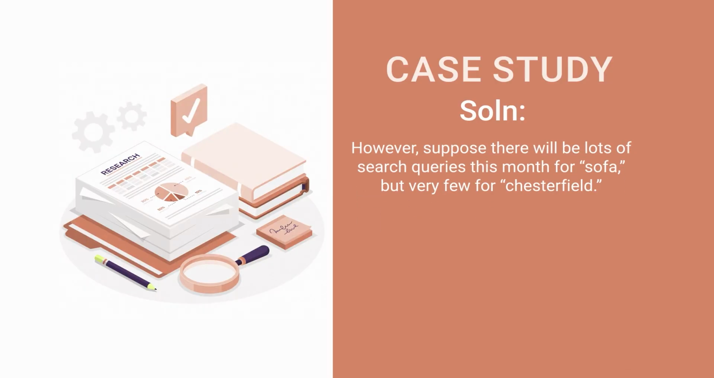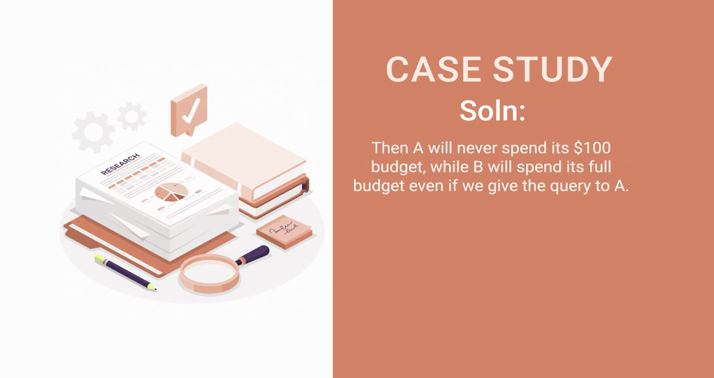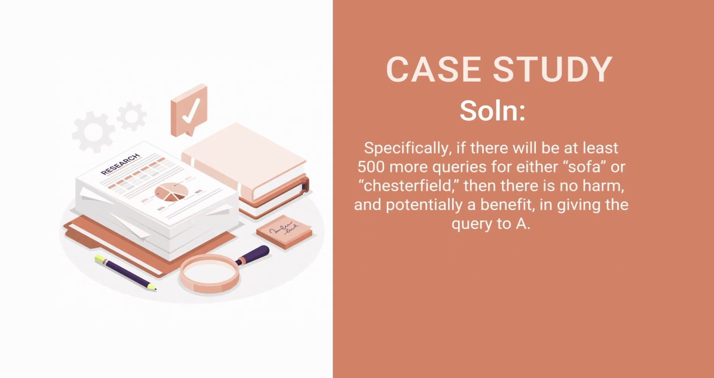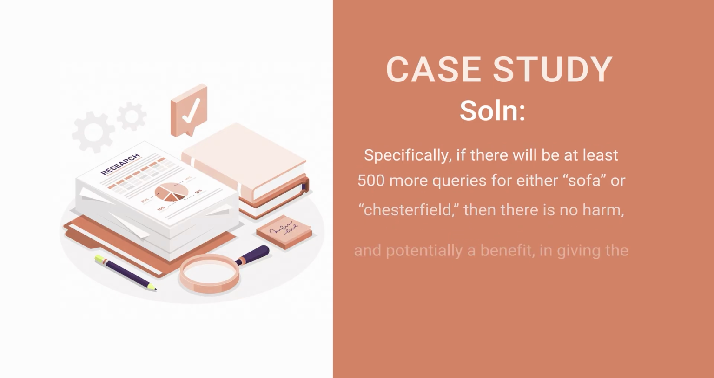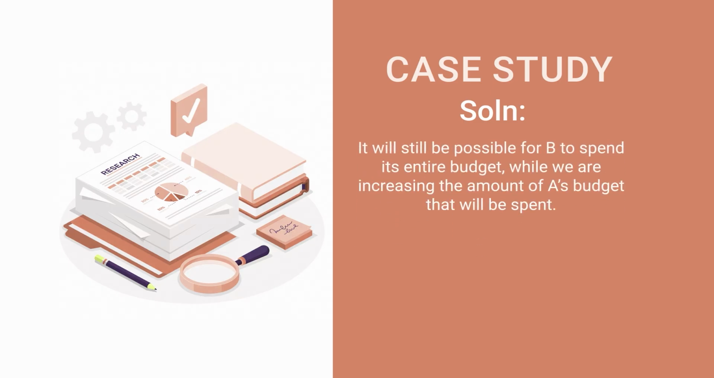Now suppose there will be lots of search queries this month for sofa, but very few for Chesterfield. Then A will never spend its $100 budget, while B will spend its full budget even if we give the query to A. Specifically, if there will be at least 500 more queries for either sofa or Chesterfield, then there is no harm, and potentially a benefit, in giving the queries to A. It will still be possible for B to spend its entire budget while we are increasing the amount of A's budget that will be spent.